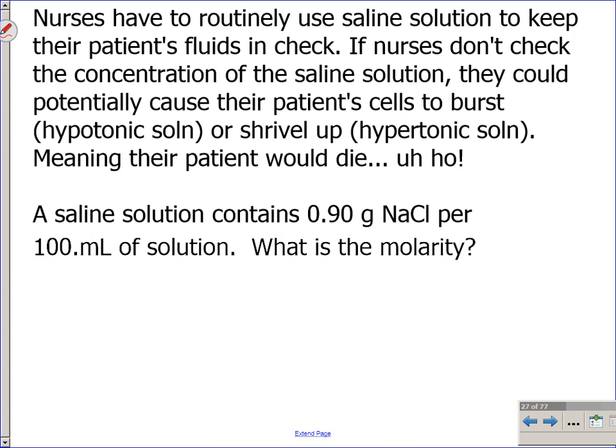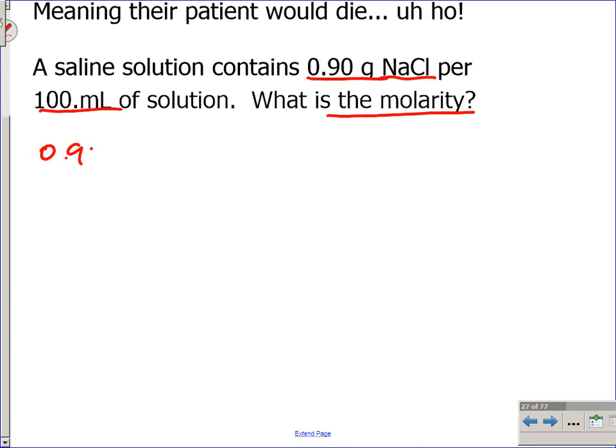All right, so if nurses don't check the concentration of saline solutions, they could potentially cause you to die. Saline solution contains 0.9 grams of sodium chloride per 100 milliliters of solution. What is the molarity? All right, so we have givens, right? What are our givens? 0.90 grams of sodium chloride, and what else? I'm trying to give us our sig figs, make sure we're cool with that.